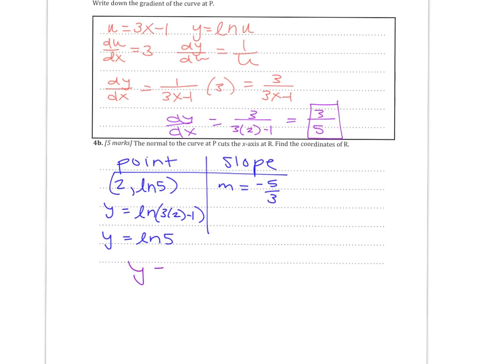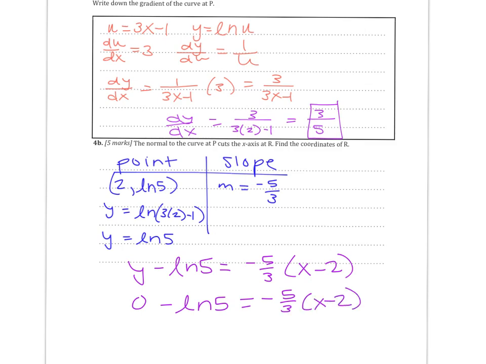So y minus y1 equals m times x minus x1. That's just our point slope form. And then it asks us specifically to find where this normal line crosses the x-axis. So that is our x-intercept. Our x-intercept happens when y is 0. So I'm going to go ahead and plug in 0 for y.